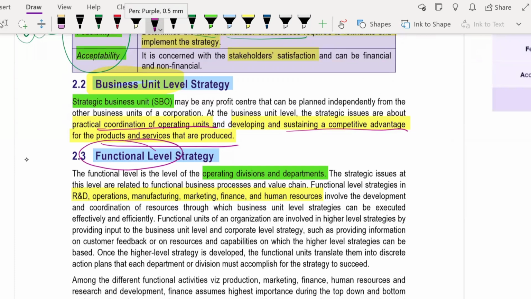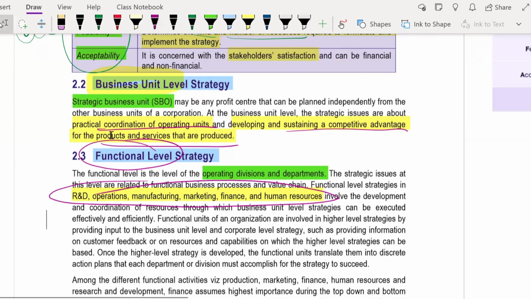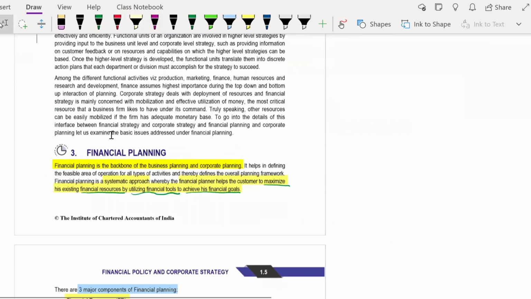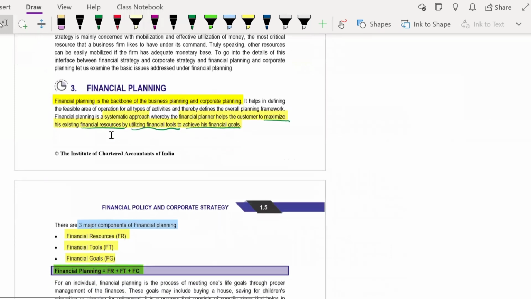The functional level people will do the functional level work, and using that operating work, they'll help you achieve the objective. So you can just give a read through this. Okay, fine. So now that is also over.